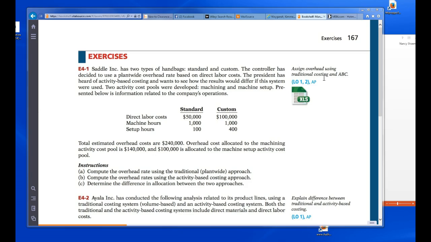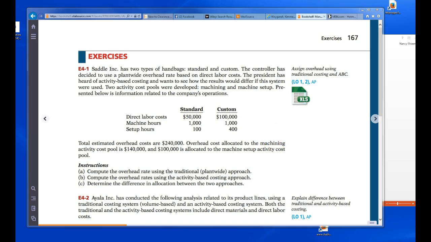Presented below is information related to the operations of the company. As you see here, the total estimated overhead costs are $240,000. From that, overhead cost allocated to the machining activity pool is $140,000, and $100,000 is allocated to the machine setup activity cost pool. So what we're supposed to do is look at and compute the overhead rate using the traditional system.